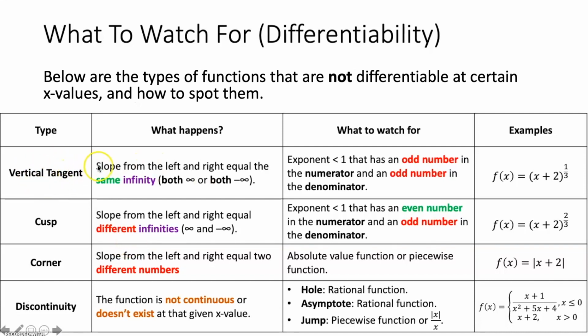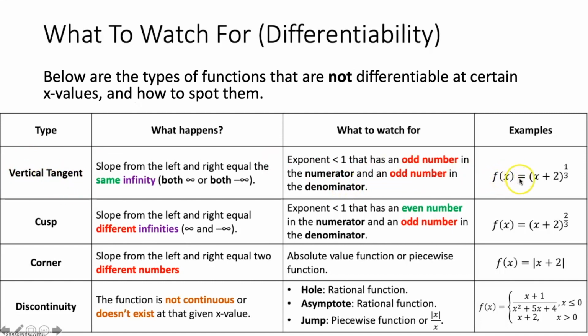A vertical tangent is going to occur when the slope of the function coming in from the left and the right as it approaches some x value c both equal the same infinity. So they either both equal positive infinity or both equal negative infinity. In terms of your function, what you want to watch for is a variable being raised to an exponent that is less than 1, like a fraction, and that fraction has an odd number in the numerator and an odd number in the denominator. Then it's going to create a vertical tangent.